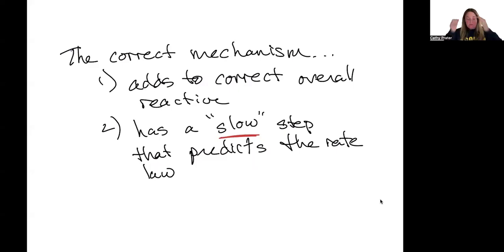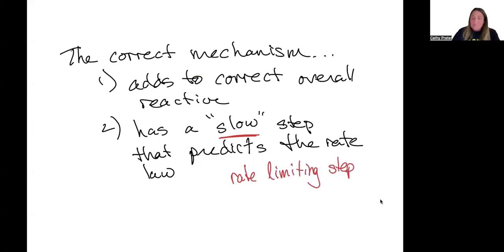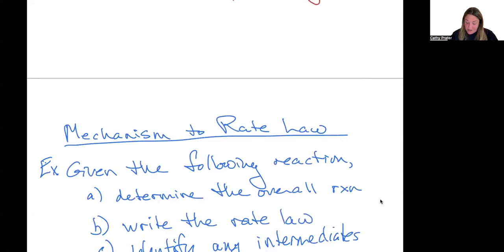The correct mechanism for a given overall reaction has to both add to the correct overall reaction and have a slow step that predicts the rate law. This slow step is also called the rate limiting step. Typically, some part happens really quickly and then other parts happen really slowly. And the rate of the overall reaction seems to depend on how long the slowest component takes.